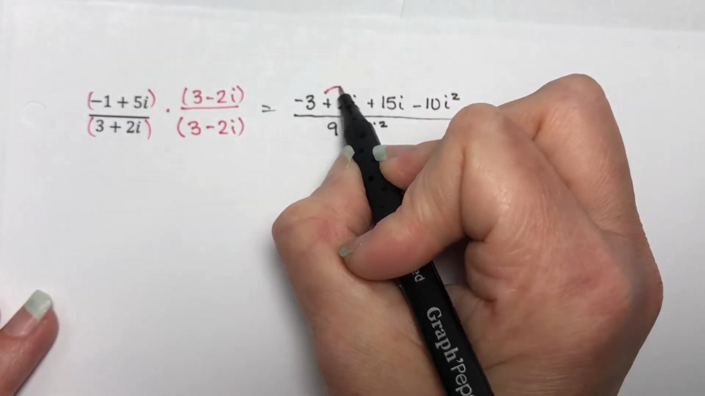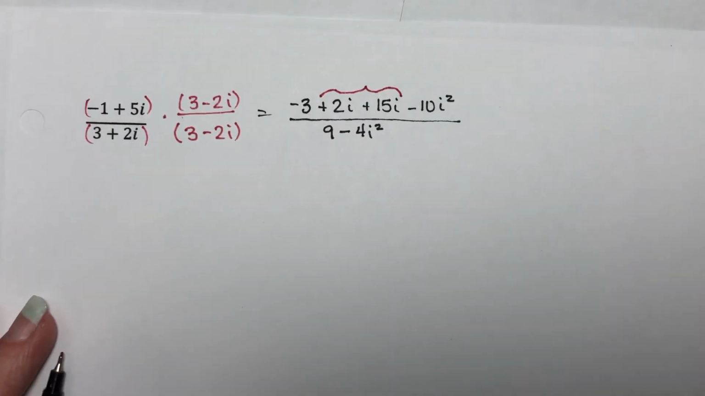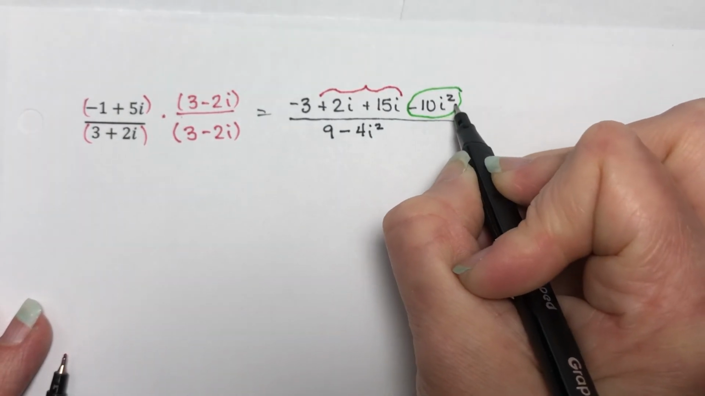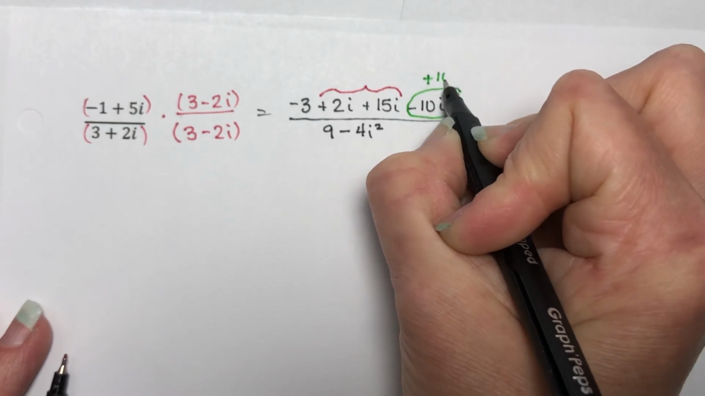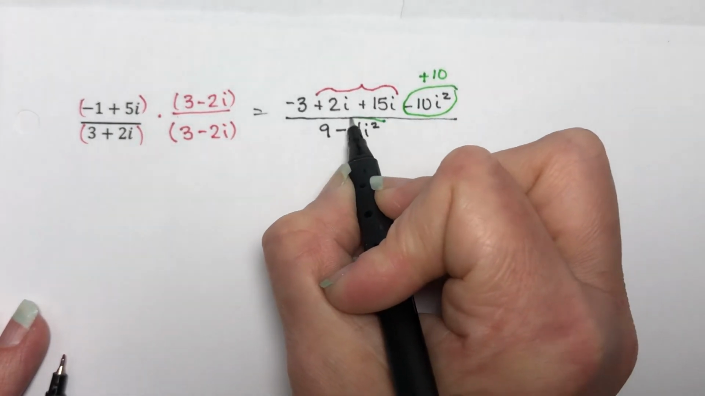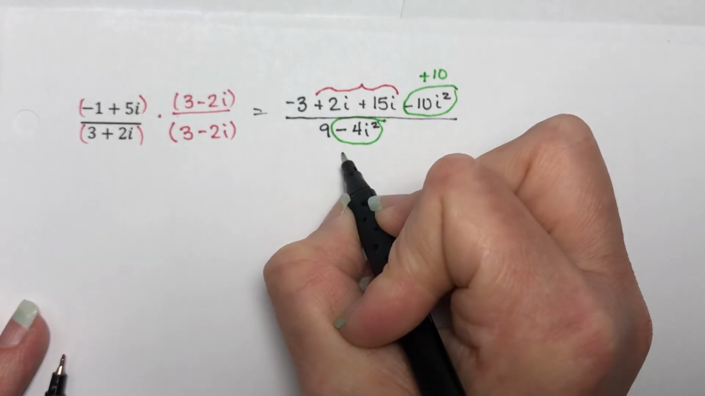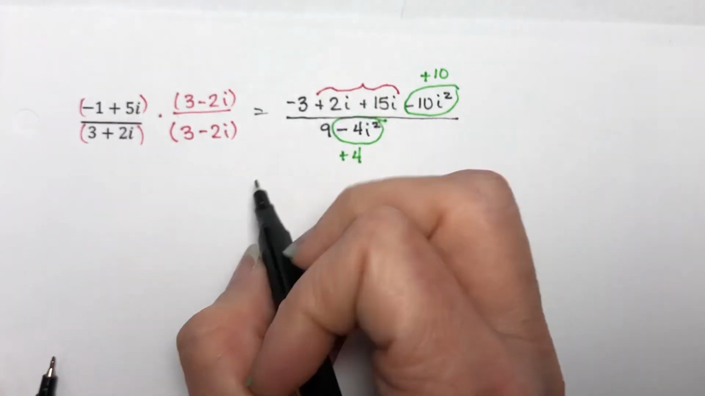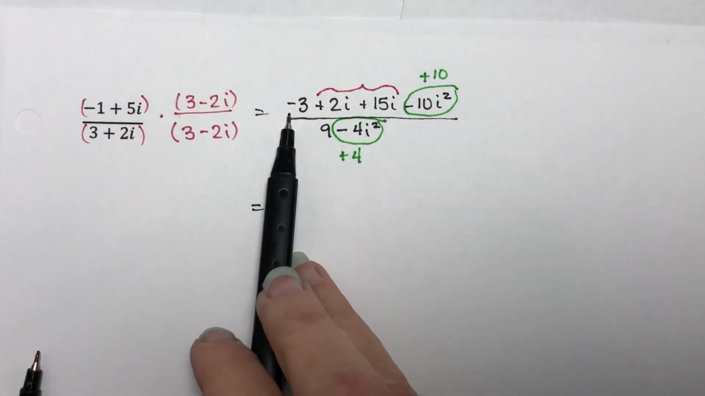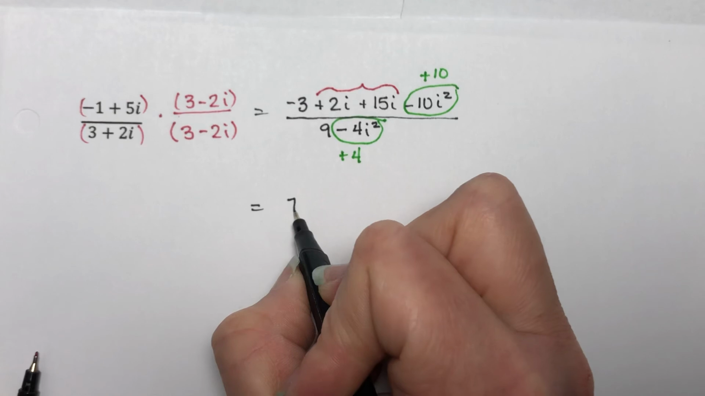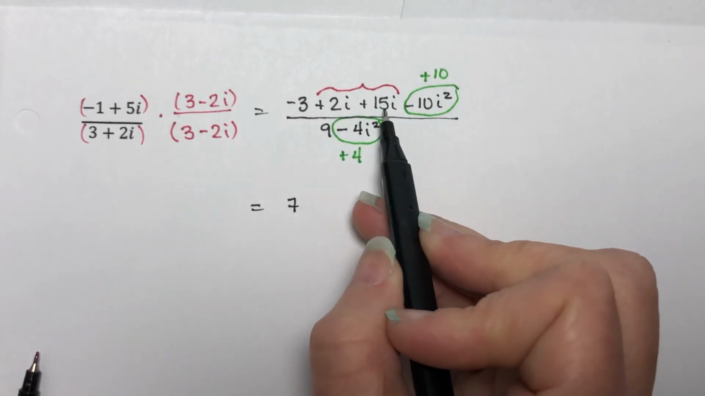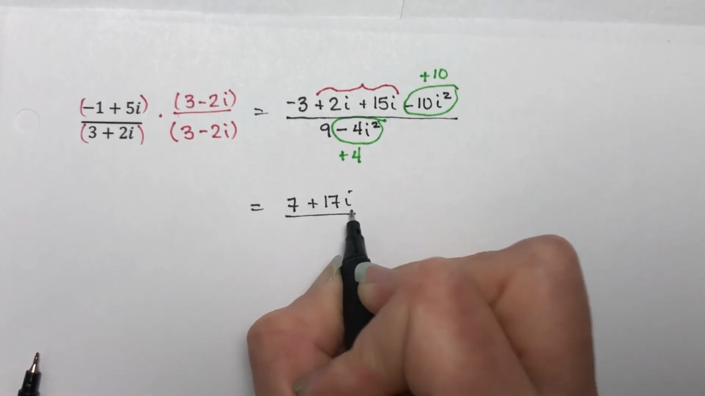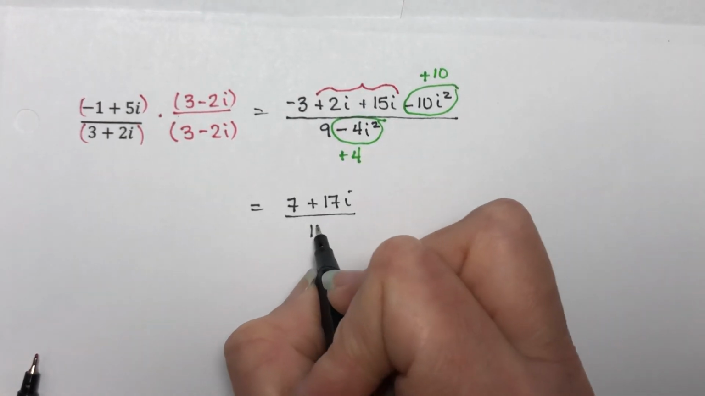So we can combine like terms right here. And then minus 10i squared, remember i squared is going to be negative 1, so this is going to end up being plus 10. This minus 4i squared is going to end up being plus 4. So what I have here in the top is negative 3 plus 10, which is 7. 2i plus 15i, so that's plus 17i. And this is over 9 plus 4, which is 13.